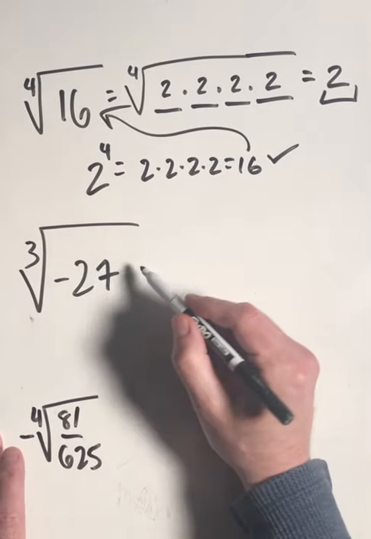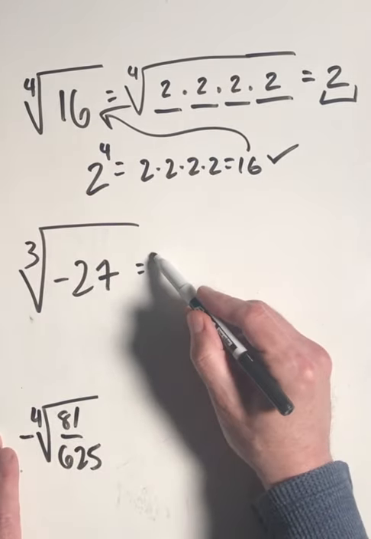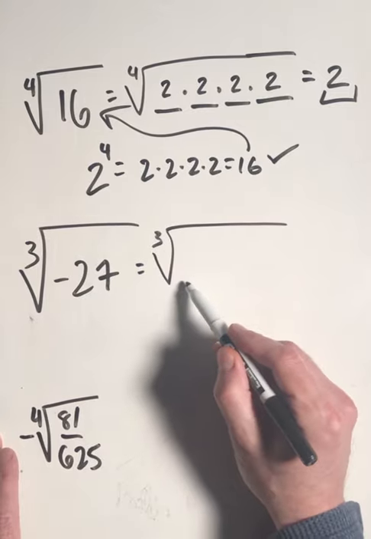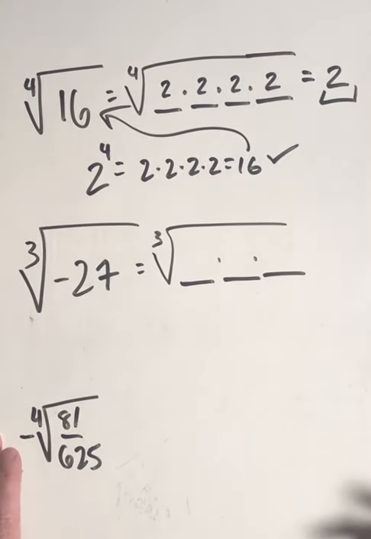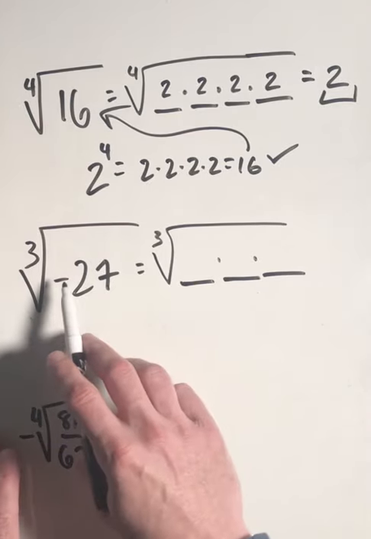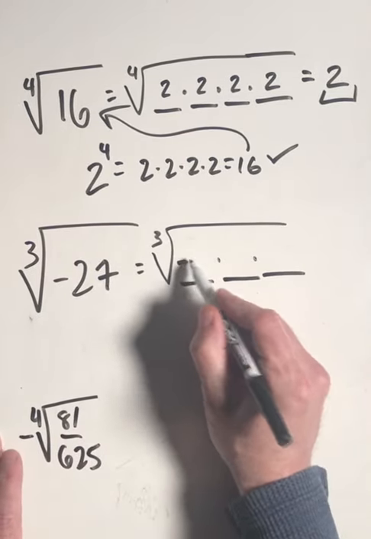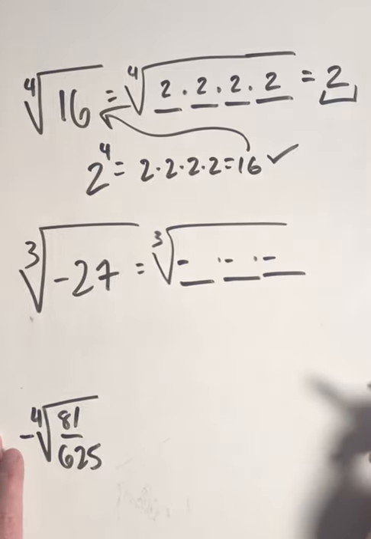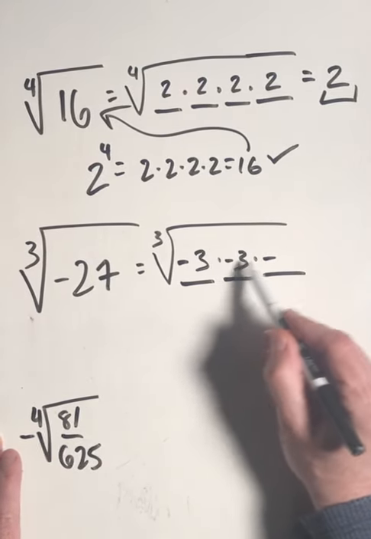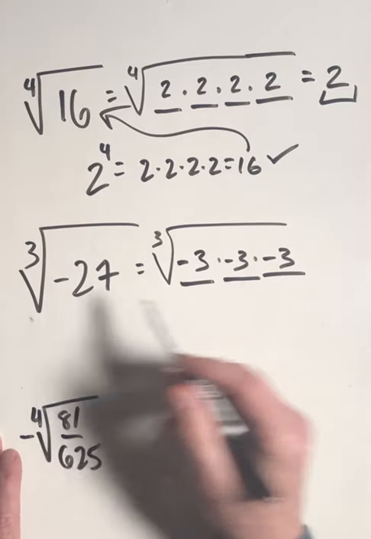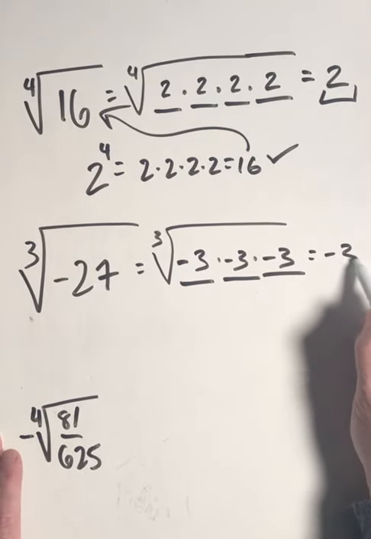The cube root of negative 27, the index of 3 tells you that you need a repeated factor that occurs a total of 3 times. If we're repeating that factor and we're getting a negative result, that factor is going to be negative. 27 is a perfect cube, that is 3 times 3 times 3. So the cube root of negative 27 would be negative 3.